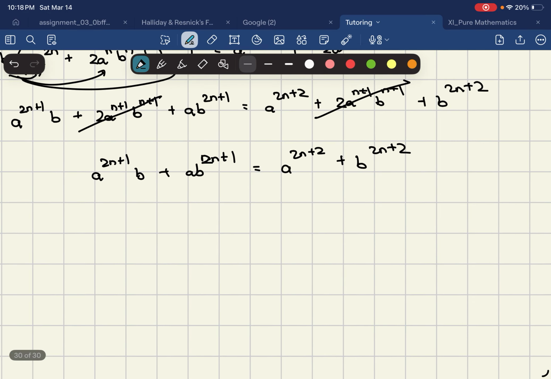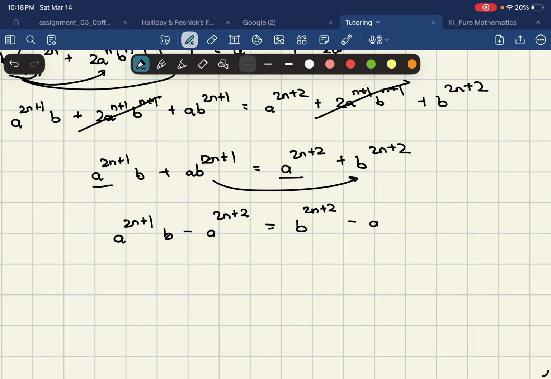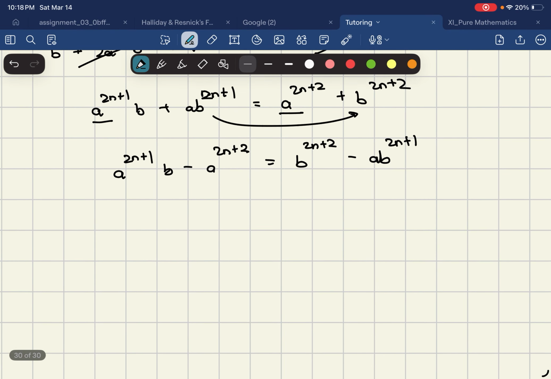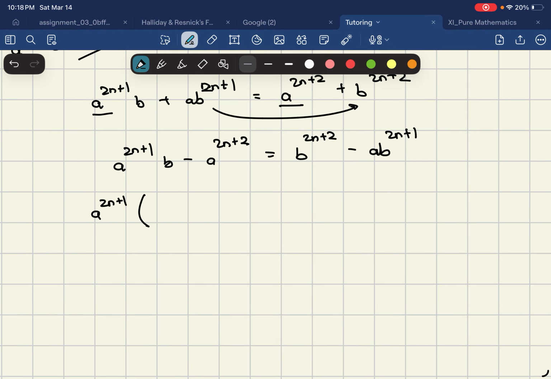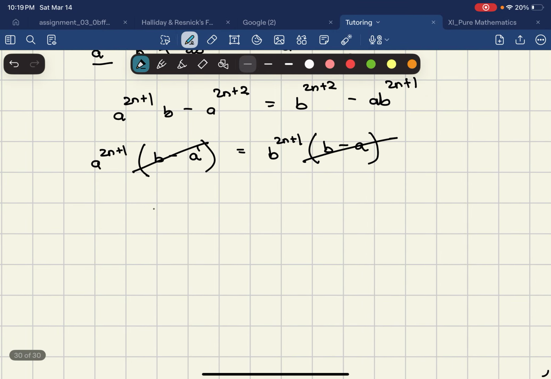Alright, so now I want to have the a terms together. So a 2n plus 1b minus a to the power 2n plus 2. And then I'll take this term here, b to the power 2n plus 2 minus ab to the power 2n plus 1. So now we factor out a to the power 2n plus 1. And I get b minus a to the power 1 here. So if I multiply these two out, I get this expression. And equal to, if I factor out b to the power 2n plus 1, I get b minus a on the right-hand side as well. And these expressions cancel out. So I get a to the power 2n plus 1 is equal to b to the power 2n plus 1.